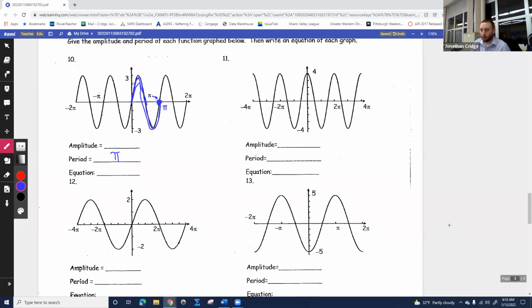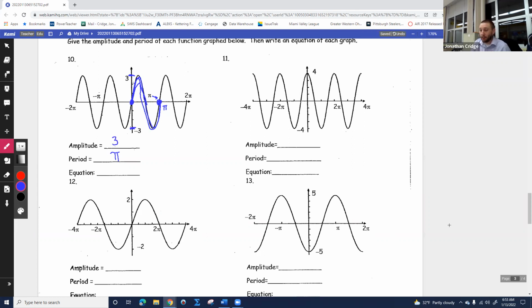So how long does it take for the graph to repeat? Well, if I start at this point, I go up, down, back up. It took me pi units to repeat. So there's my period. For my amplitude, look at your max and your mins. So your amplitude is 3.